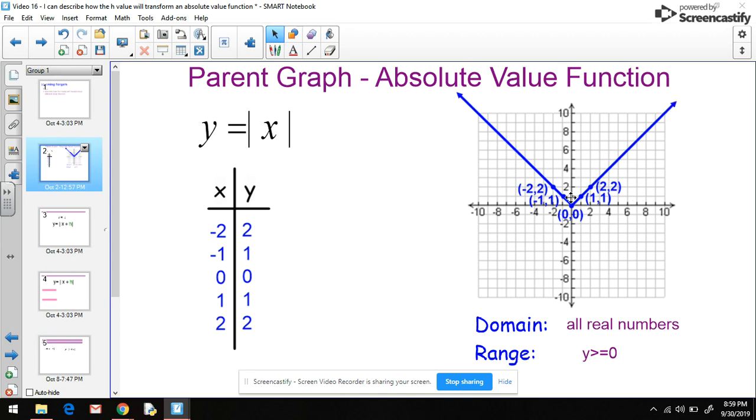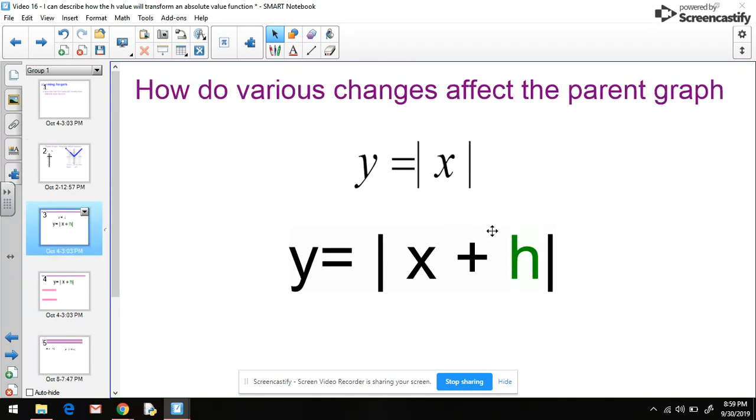We noticed that this graph has a V shape, and then we found that our domain is all real numbers, and our range is y is greater than or equal to 0. So this is the graph you should be familiar with. And what we're going to do here is we're going to experiment and see what happens when we add a value inside of the absolute value function. So what happens when we add a value to x inside of here? And we're going to call that value h.